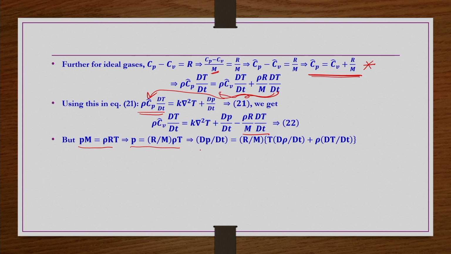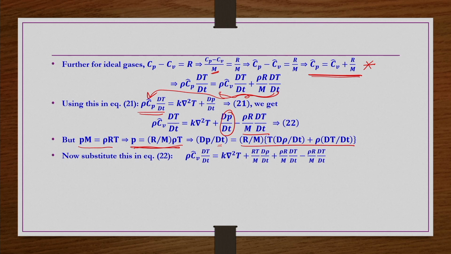Why are we doing this here? Because we wanted to get rid of these additional terms on the right-hand side. Now, in this equation, if you take the substantial time derivative on both sides, capital DP by Dt is equal to R by M times T capital D rho by Dt plus rho capital DT by Dt. That is what you get. So, in place of dP by dt in equation number 21, you substitute this expression.